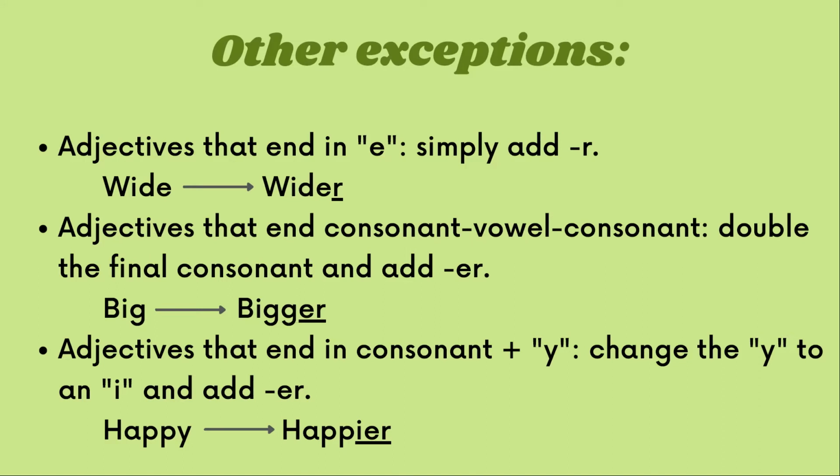For example, adjectives that end in E, you simply add the R, so wide becomes wider. Adjectives that end in consonant, vowel, consonant, you double the final consonant and add ER. Big becomes bigger but with two G's. And adjectives that end in consonant and Y, you change the Y to an I and add ER. So happy becomes happier, but you change the Y for an I.